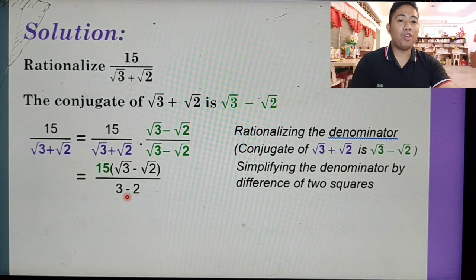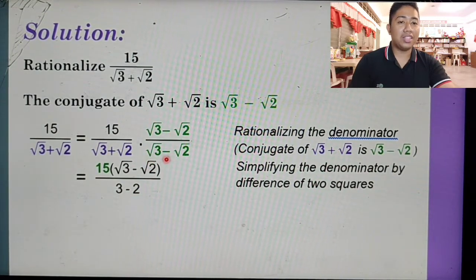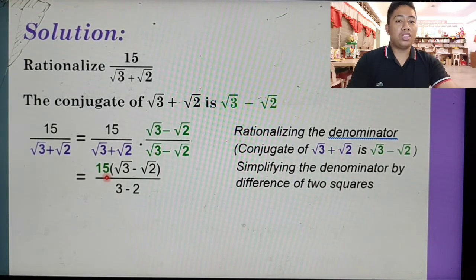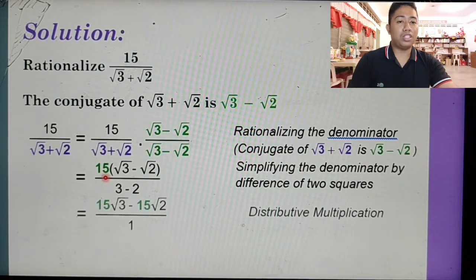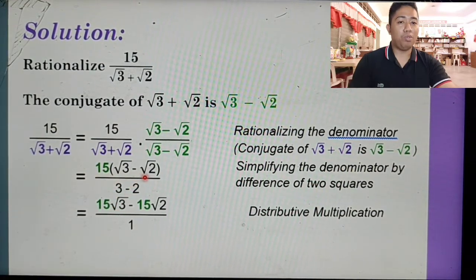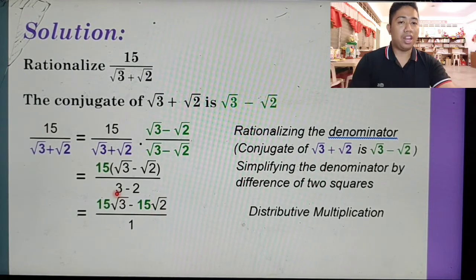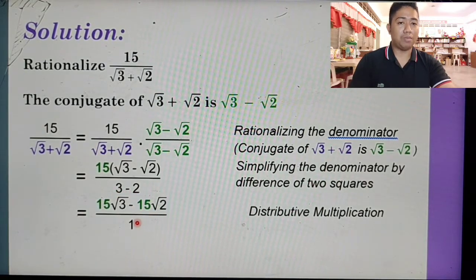So what we're going to do is get the radical signs which are expressed in subtraction, or the difference. So we copy the difference and then we eliminate the radical sign. So that is 3 minus 2. Okay? The next step is to distribute 15 using distributive multiplication. So 15 times square root of 3 is 15 square root of 3, and 15 times square root of 2 is 15 square root of 2. And 3 minus 2 becomes 1. So that is very easy.